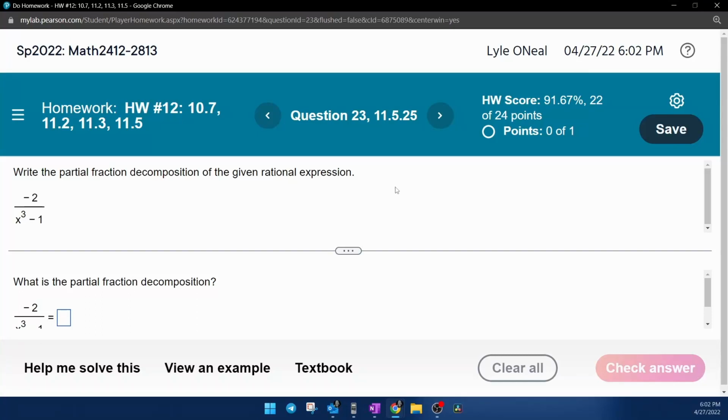All right, here we go. Question 23 from our Precalculus homework number 12, in MyLab Math. They want us to write the partial fraction decomposition of the given rational expression. Let's go ahead and take this into our scratch work and get started.